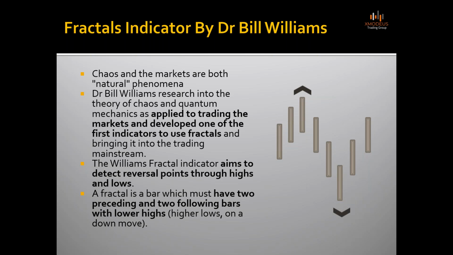So we spoke about chaos theory and how markets are like a natural phenomenon. Why are markets like a natural phenomenon? Because it's actually human beings participating in the market and creating the prices. The interpretation of news, and of how market prices move and act, will be reflected in the prices. So in terms of Dr. Bill Williams' research in the 1980s into the theory of chaos and quantum mechanics, he was the first to apply this fractal theory to markets and develop one of the first indicators for a trading system.